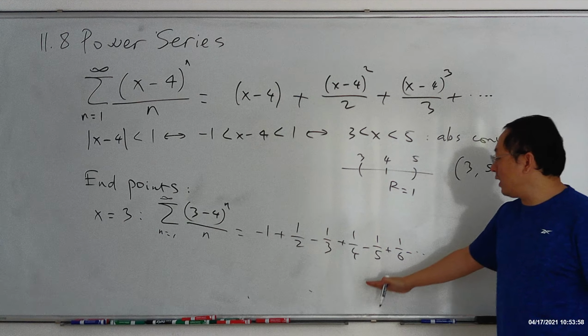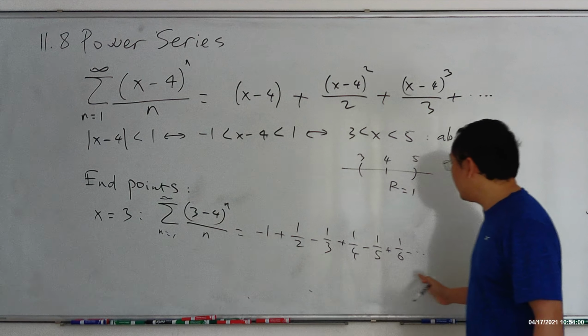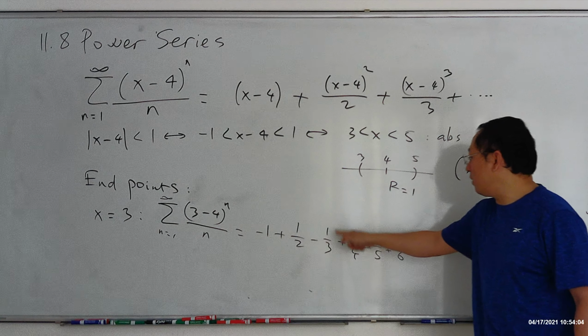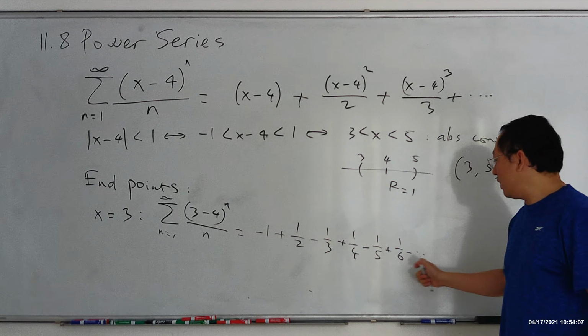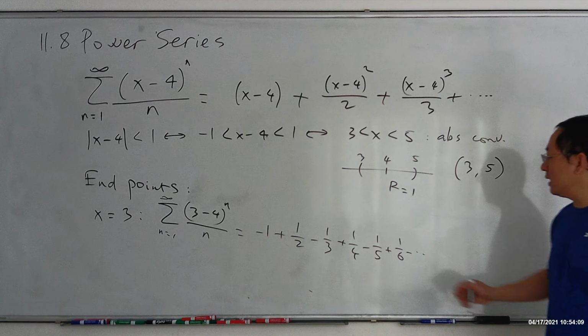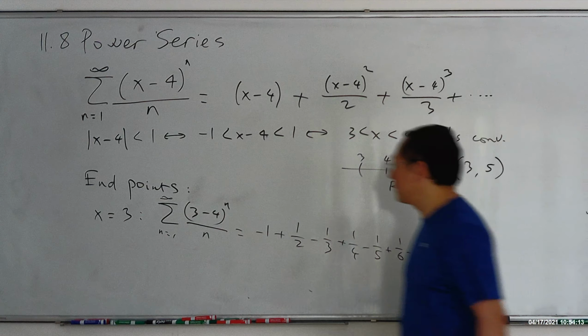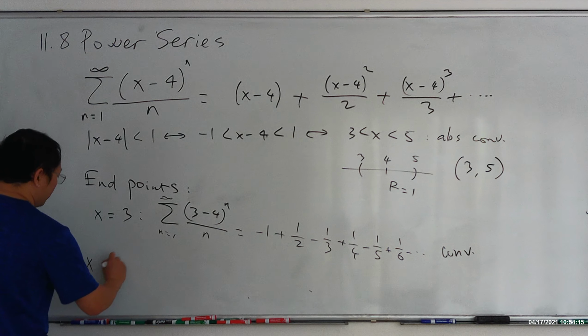You guys can use the alternating series test. The terms, ignoring the sign, are decreasing: 1, 1/2, 1/3, 1/4. Decreasing, and the limit goes to 0. The alternating series test says this is convergent. Okay?